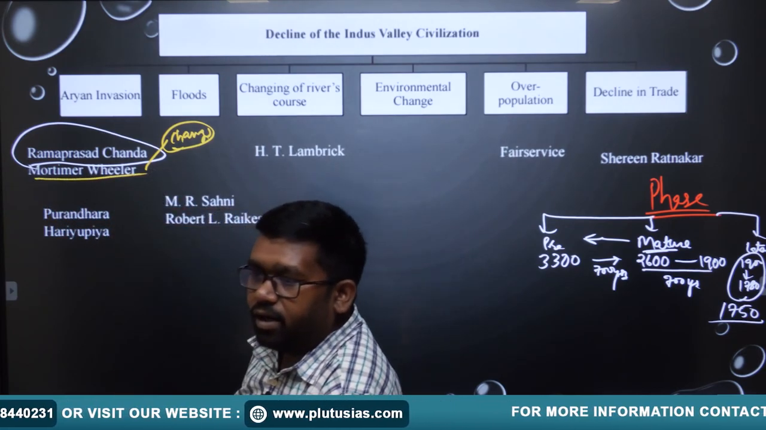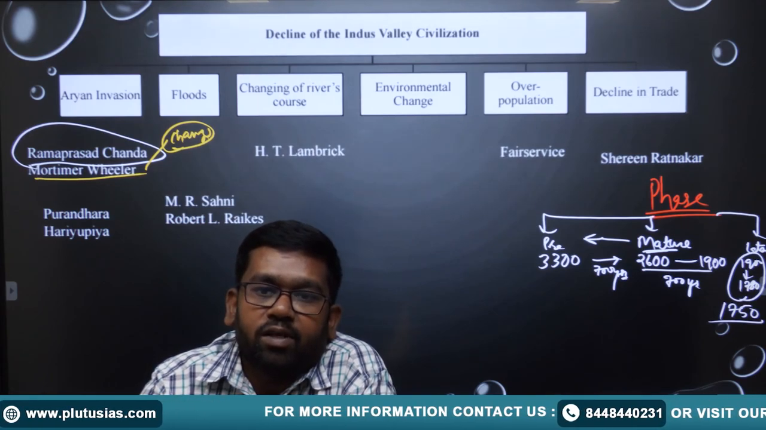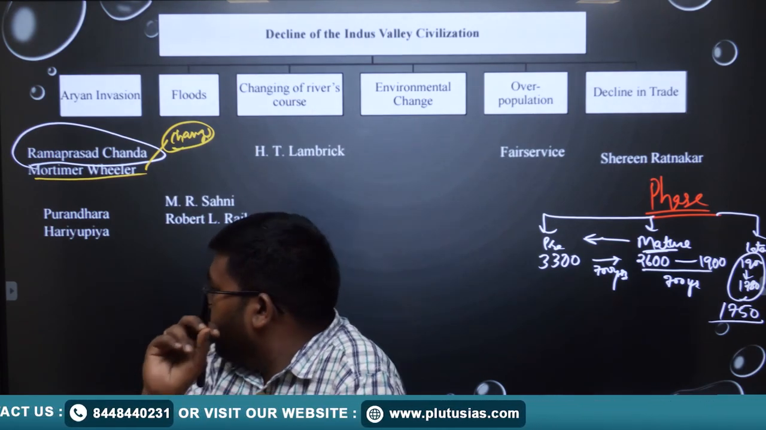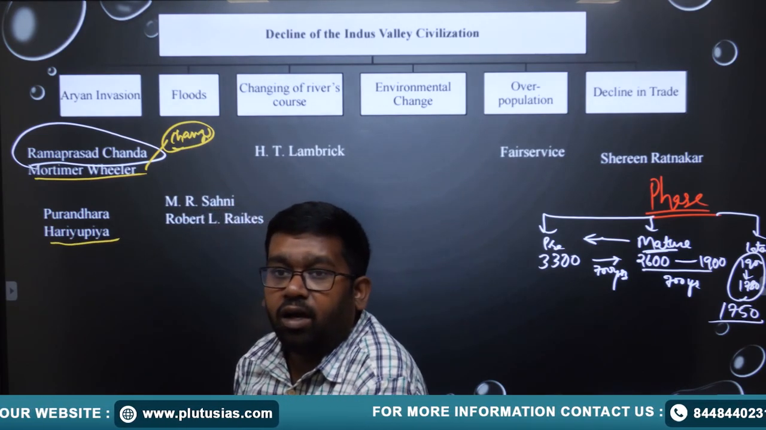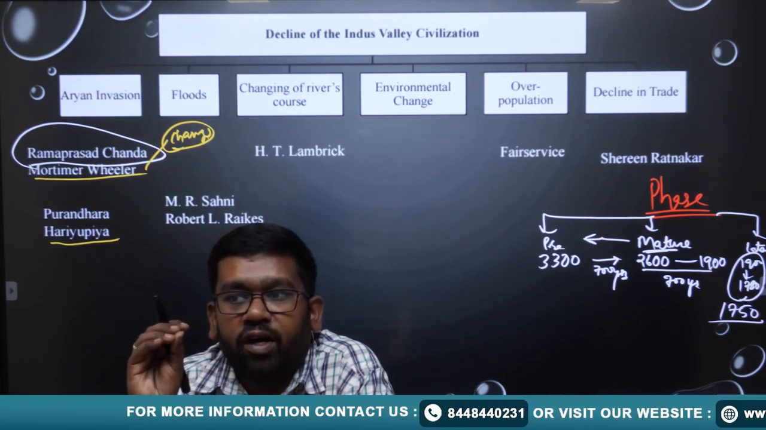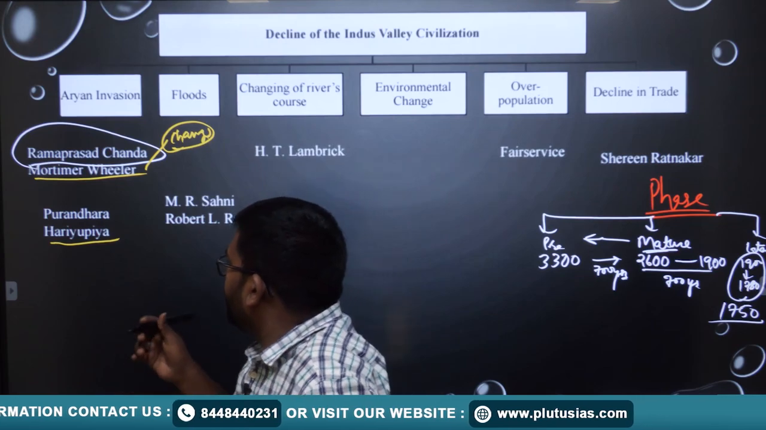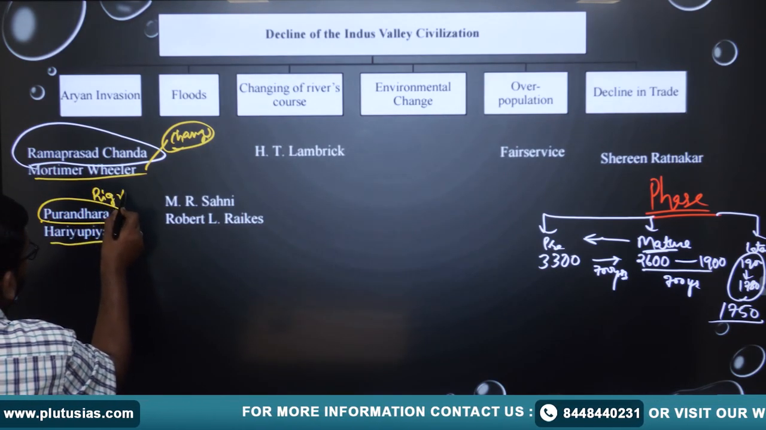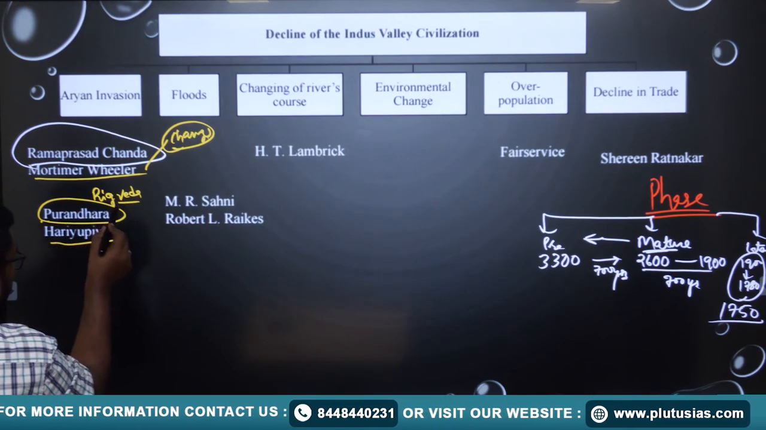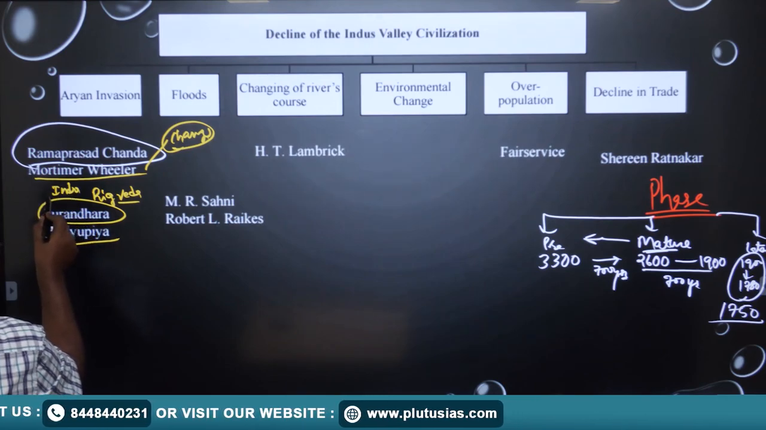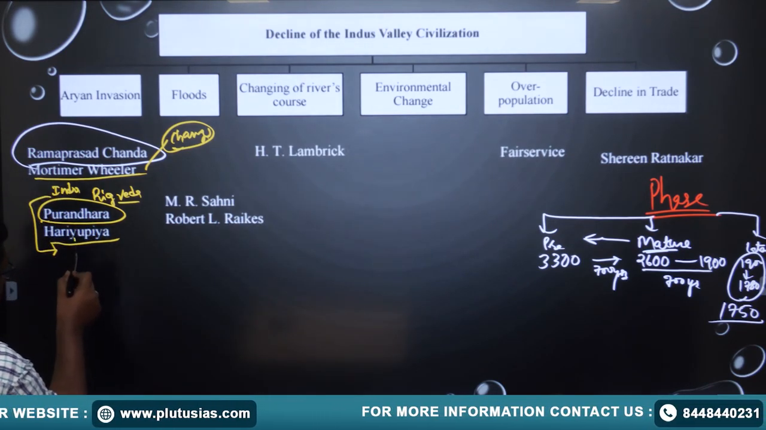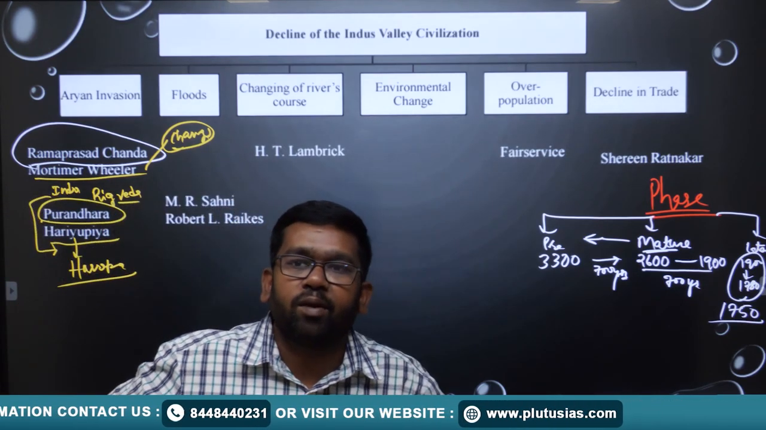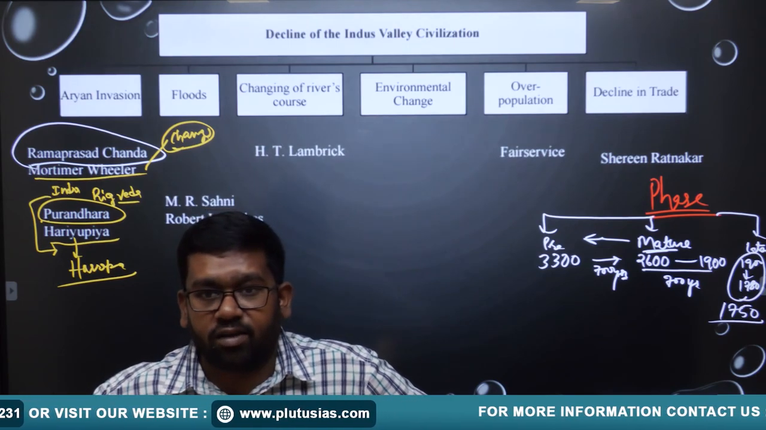But Mortimer Wheeler is the person who said that the main reason behind the decline of Indus Valley civilization is the Aryan invasion. Why is it important? Because he said that in the Rig Veda we have evidence of a word called Hariyupia, and there is also the word Indra, and Indra is denoted as Purandara in the Rig Veda. This Indra, Purandara in the Rig Veda, had destroyed the city of Hariyupa, which is considered to be Harappa. So Mortimer Wheeler concluded that Harappa was destroyed by Purandara, who was Indra, the main god of the Aryans. So this is one side of the debate.